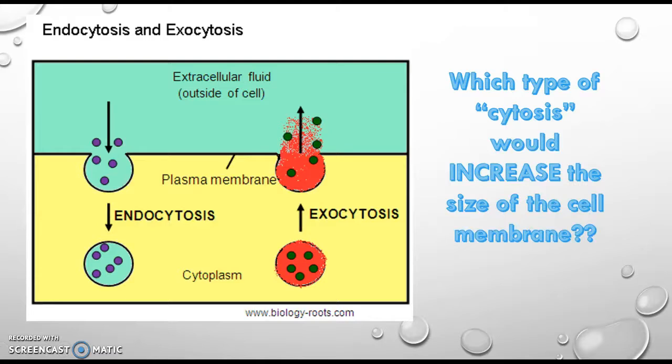So looking at endo and exocytosis, we want to know which type of cytosis would increase the size of the cell membrane. Hopefully you said exocytosis, because in exocytosis, the vesicle already has a membrane around it, and then it goes to the plasma membrane and it connects with it and it makes it larger.